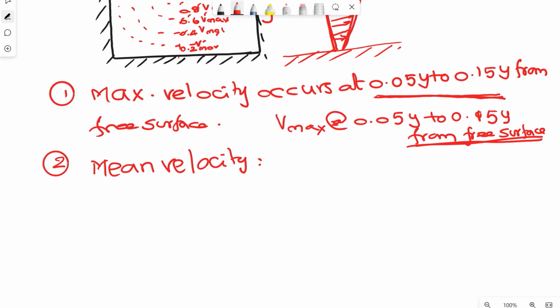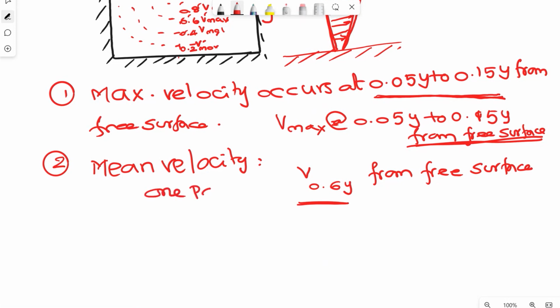Then what is the mean velocity? Basically, if you measure the velocity at 0.6y from the free surface, that is what we call the mean velocity. This is called the one-point method. By using the one-point method, we can calculate velocity such that if you measure the velocity at 0.6y depth, if depth is 2 meters, 0.6 into 2, 1.2 meters from the surface, whatever velocity you get is the mean velocity, but that is not accurate.